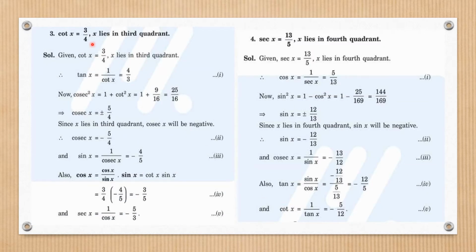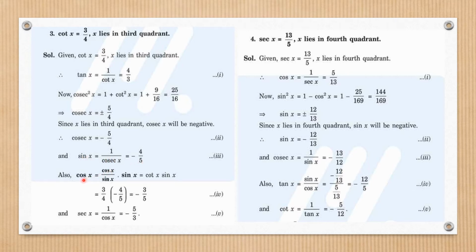Number 3 is cot is 3 by 4 again. So the first thing we will find is tan. Tan is the reciprocal of it, 4 by 3. Now use the identity, cosecant square theta is 1 plus cot square theta. I'll get cosecant as plus minus 5 by 4. Now in third quadrant, cosecant is negative, so the negative value will be retained. The reciprocal of cosecant is sine, so it is minus 4 by 5.